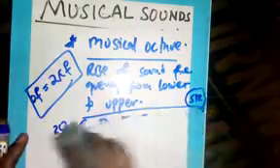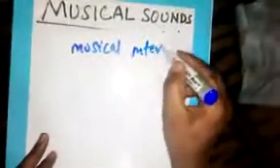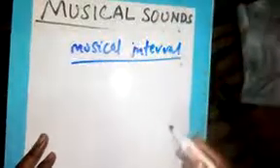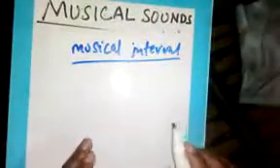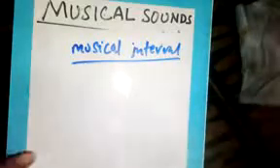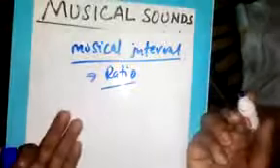The last definition, or the last term which you must know, is musical interval. What is the interval between one frequency and another? This is what we call musical interval. The musical interval is the ratio between the two frequencies. Ratio. When you talk about ratio, you talk about fraction.